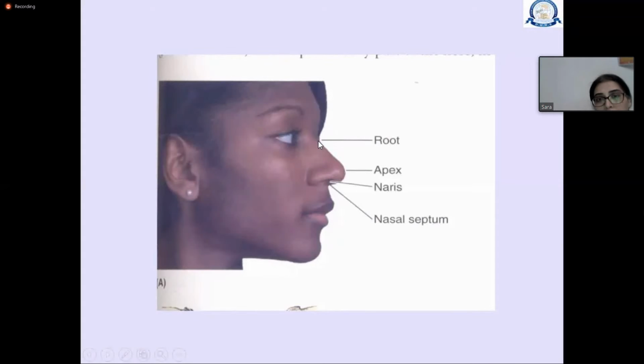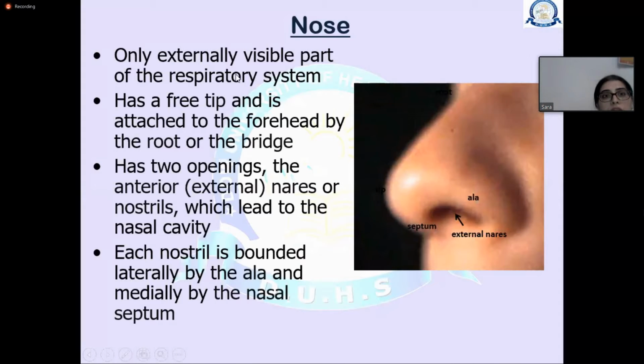The external nose would be divided into the root of the nose and the part which is the broader part, which are known as the nares, and this is the dorsum of the nose. So the externally visible part, this becomes the nose, has a free tip. This is the root, and the tip or the apex of the nose has two openings. These are the openings which are known as the external nares or the nostrils, which lead into the nasal cavity, and then from the nasal cavity, the posterior part of the nasal cavity has a connection to the nasopharynx, or it communicates with the nasopharynx.